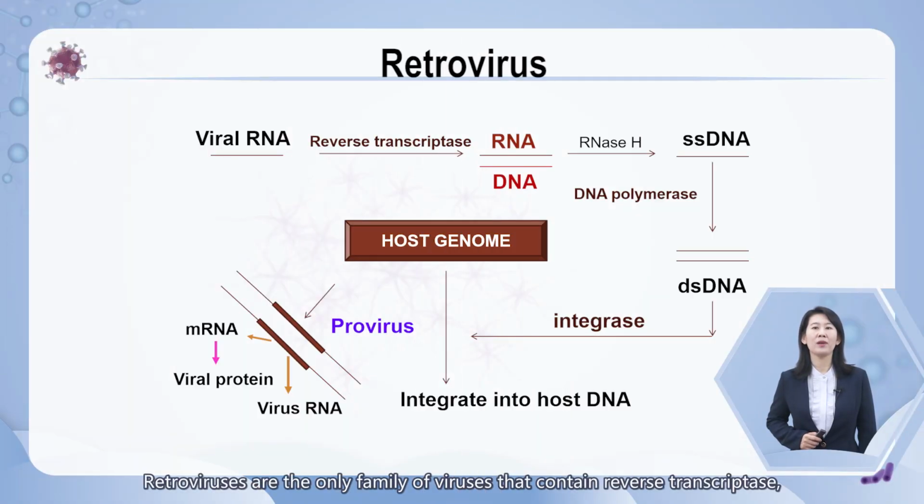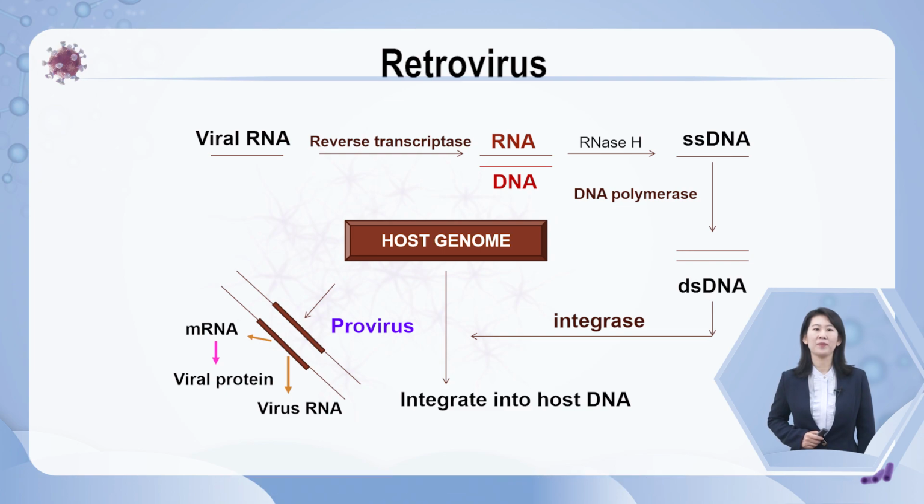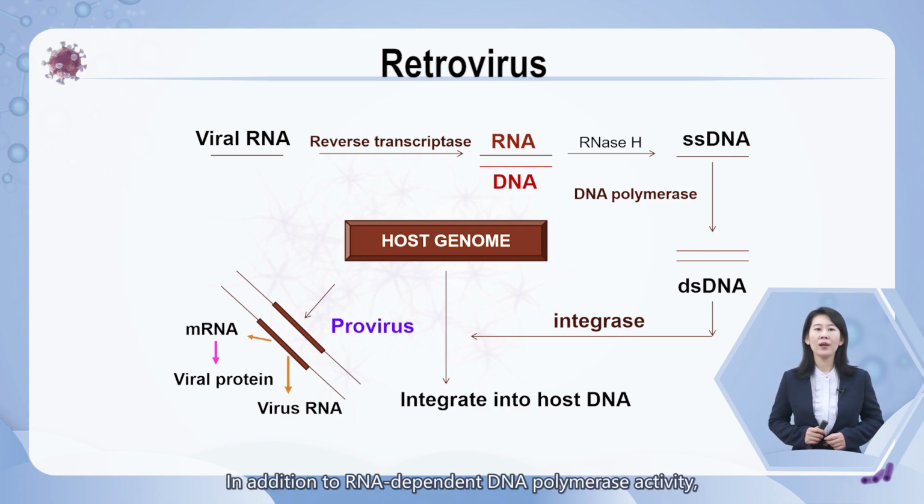Retroviruses are the only family of viruses that contain reverse transcriptase, an enzyme with RNA-dependent DNA polymerase activity. Retroviruses have two copies of single-stranded RNA. Complementary strand of DNA is synthesized using RNA as a template by RNA-dependent DNA polymerase, and a hybrid of RNA and DNA is formed. In addition to RNA-dependent DNA polymerase activity, the reverse transcriptase has RNase-H activity, which is able to digest RNA from a DNA-RNA hybrid.